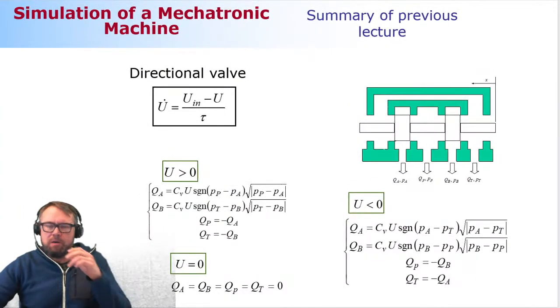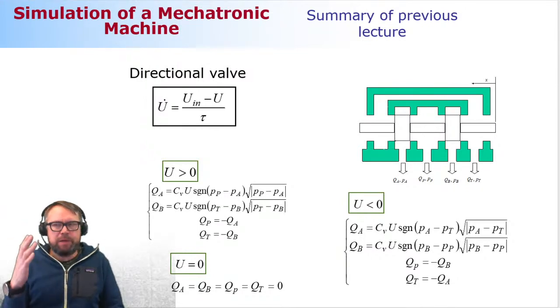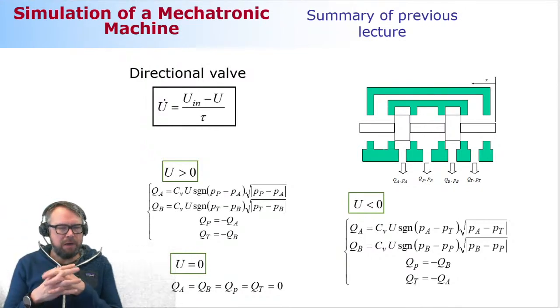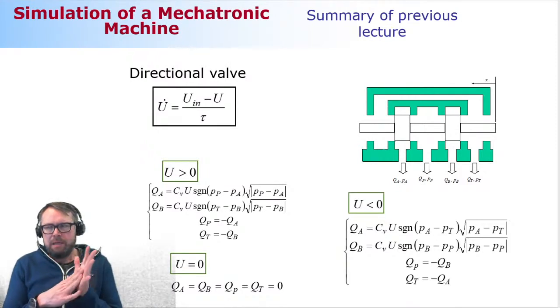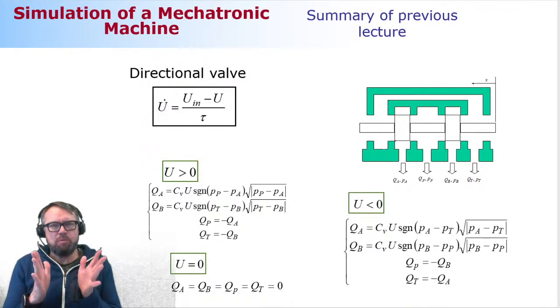Like this. Okay, so last week we discussed how we can model a direction valve. A direction valve is a typical model you need to use when you're modeling hydraulic components. Typical in the perspective that it requires two steps. First step is that you estimate, one way or another, a spool position. And when you have an estimation of the spool position, then you can estimate the flow rate through your component.